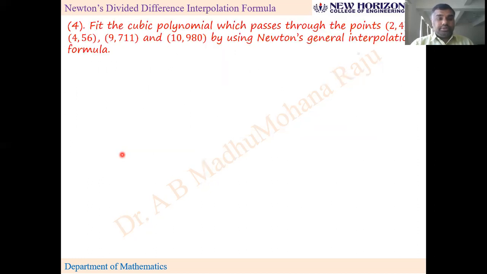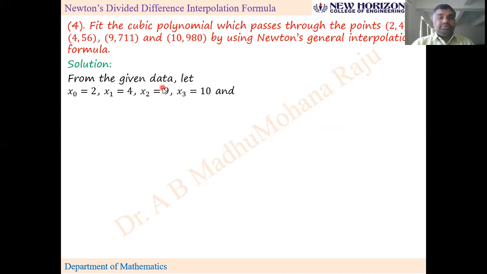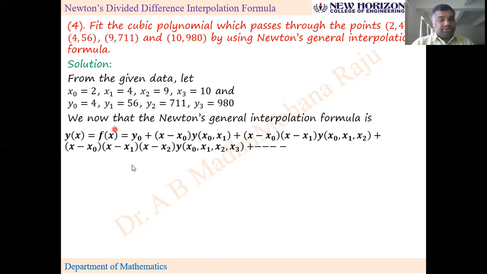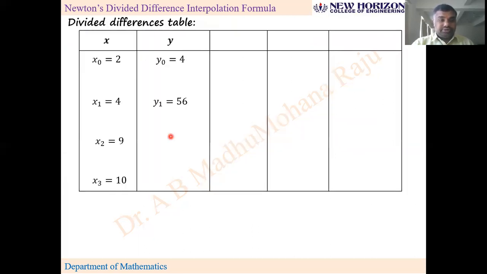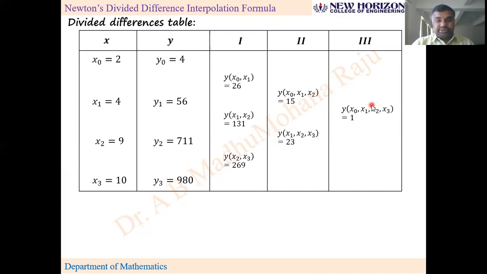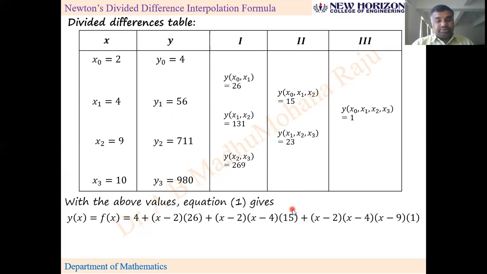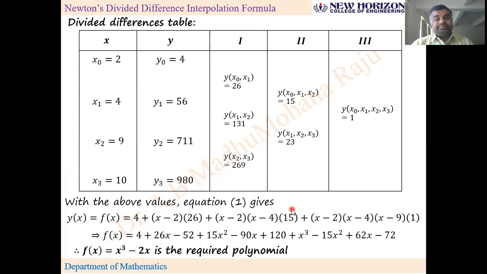Next, fit the cubic polynomial which passes through the points (2, 4), (4, 56), (9, 711), and (10, 980) by using Newton's general interpolation formula. List out x values and y values. List out Newton's general interpolation formula, or divided difference interpolation formula. Construct the divided differences table: x values, y values, first order, second order, and third order differences. Substitute in the formula. You will get the polynomial.